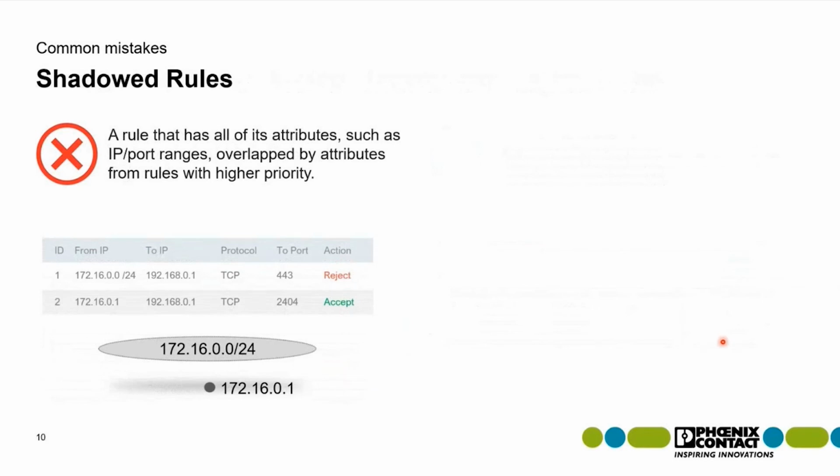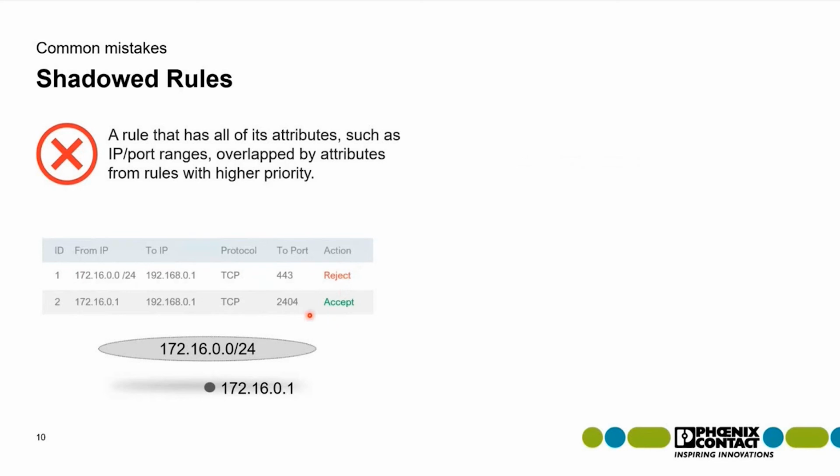Another one is called shadow rules. What are shadow rules? Because the firewall rules in the table are performed in sequence. The one at the top always has the highest priority. Shadow rules happen when a lower priority rule has all its attributes, like IP range and port range, covered by the higher priority one. Then the lower priority rule will never be executed.